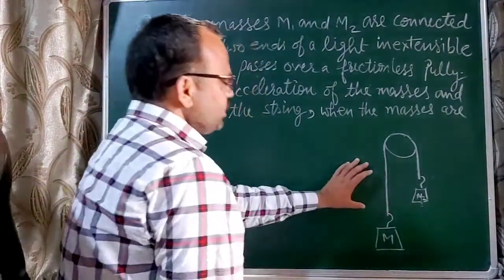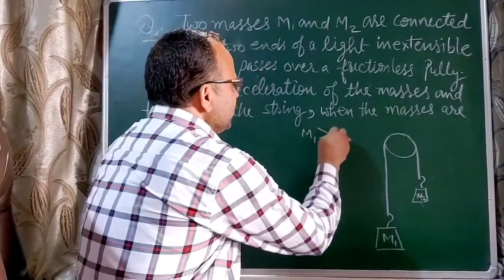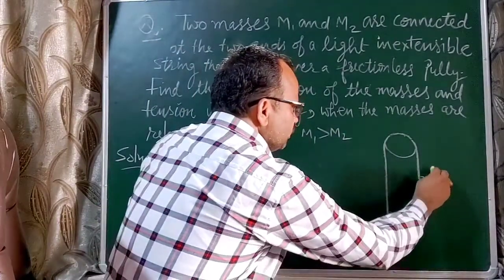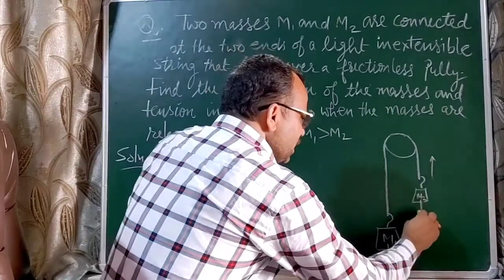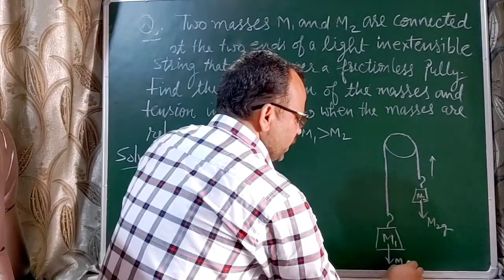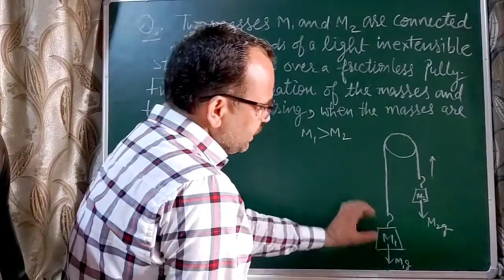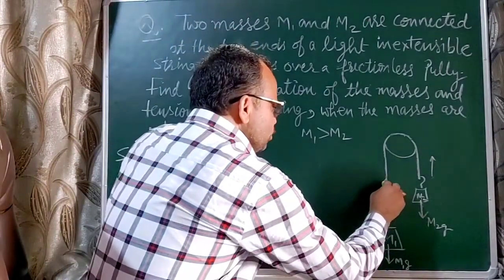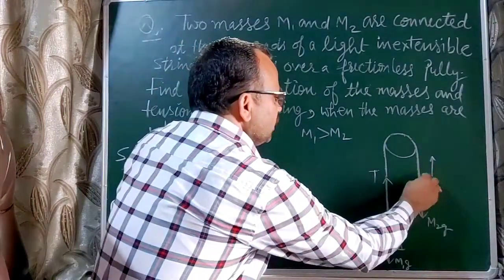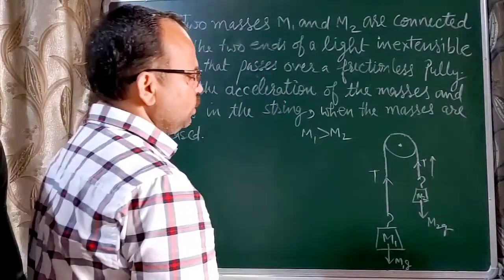As in the figure it is clear that M1 is greater than M2. It means M1 is moving downward and M2 is moving upward, but weight always acts downward and weight is equal to mg. When weight acts downward, then a tension T comes into play in the string, which acts in the upward direction. Here also tension acts toward the fixed point.